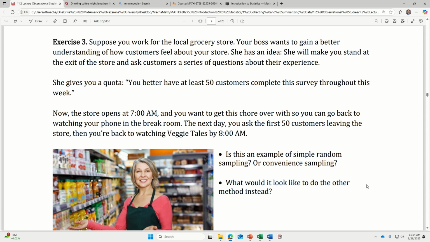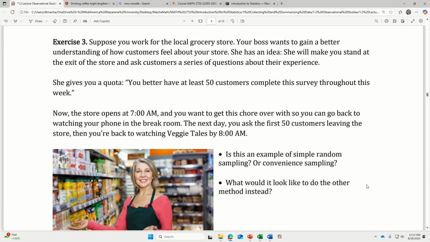Now the store opens at 7 a.m. and you want to get this over with so you can go back to whatever you're doing on your phone, watching Subway Surfer videos or whatever you guys do. So what you do is you get there at 7 a.m. and the first 50 customers that go through the store, you give them the survey. And then, bam, by 8 a.m., you're done. You turn in your results, you're back to watching Subway Surfers.